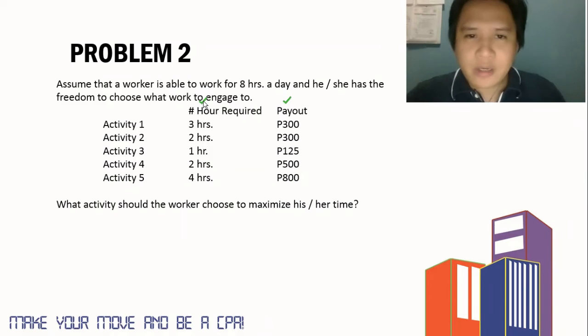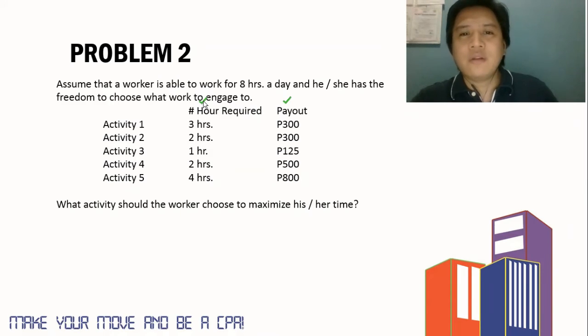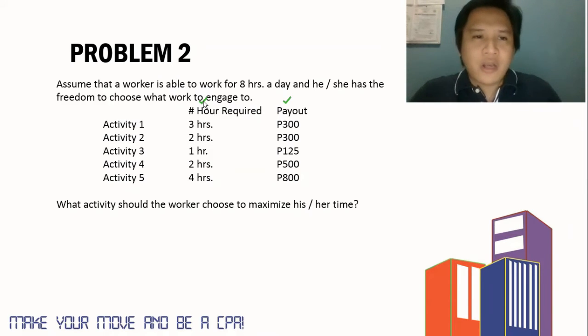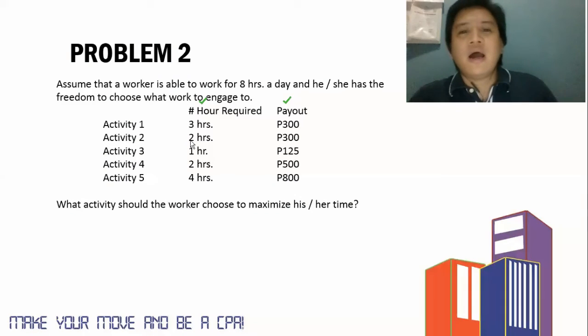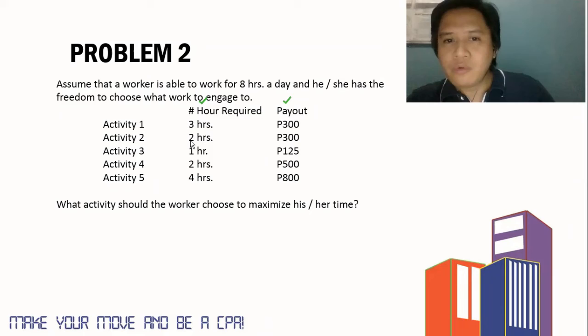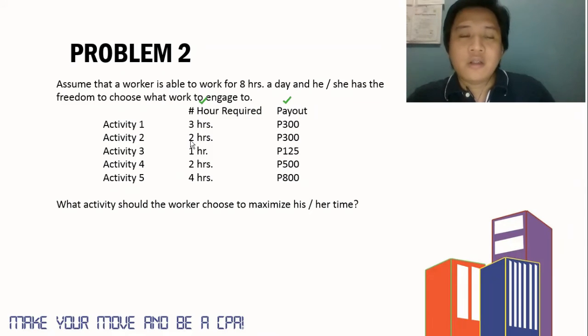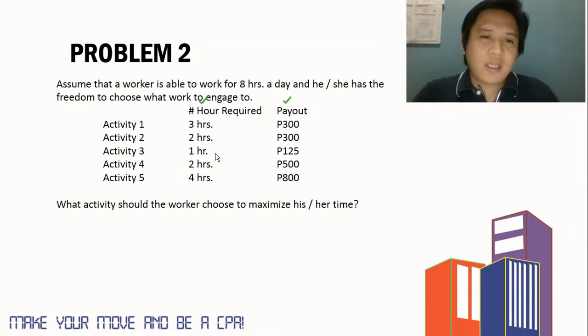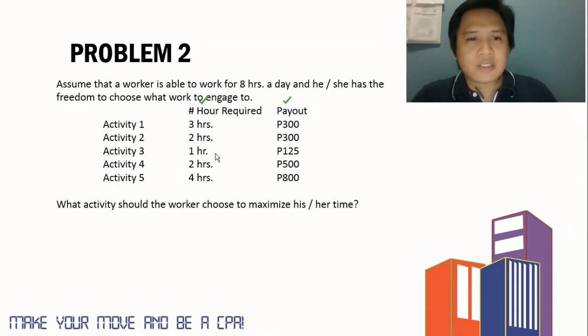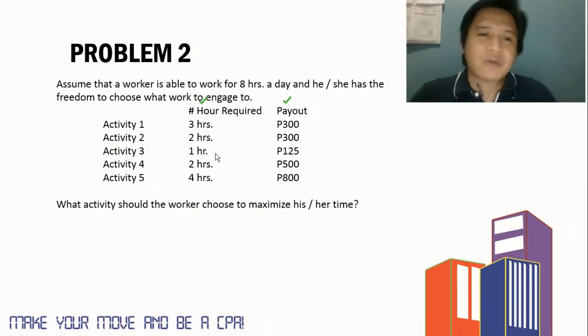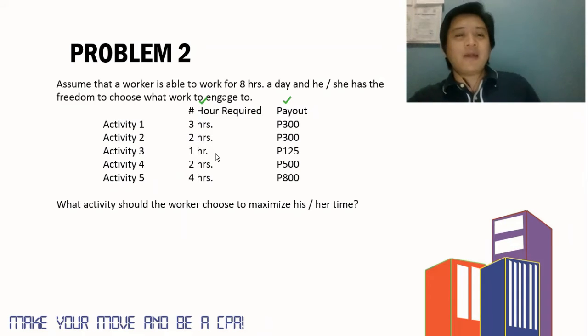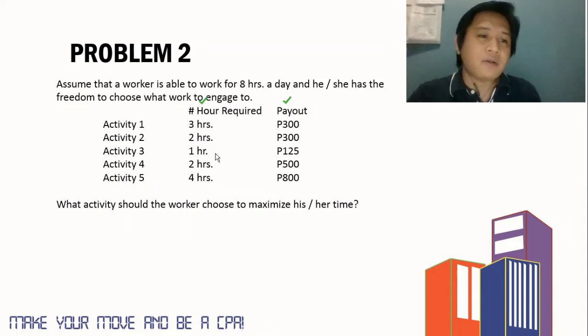For 3 hours work, you will be paid out 300 peso. On activity 2, 300 peso ang payout. However, you would only be working for 2 hours. Activity 3, 1 hour is 125 peso. Activity 2 is 500 peso. And activity 4 is 2 hours. Payout is 500. And lastly, activity 5 is 4 hours and 800 payout.